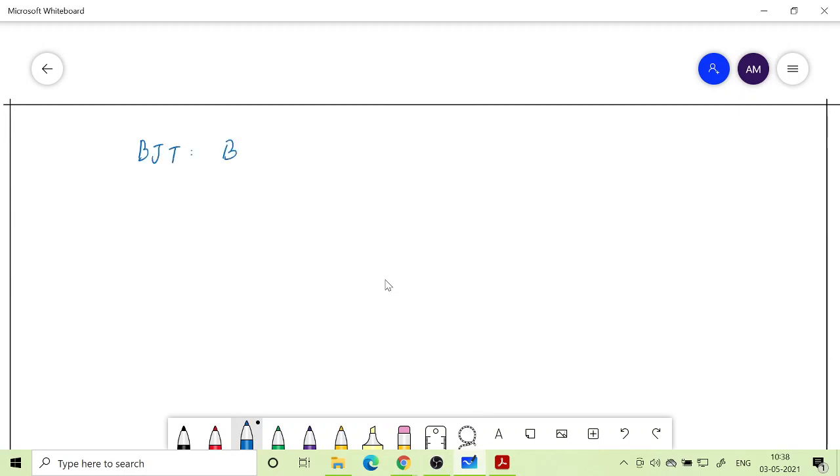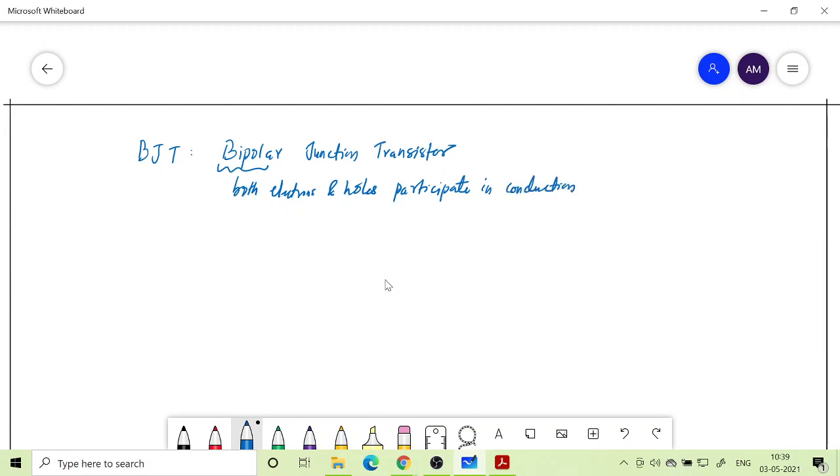You know already what a BJT is. It's bipolar junction transistor. Bipolar because both electrons and holes participate in conduction of the device. And junction, there are PN junctions in the device.